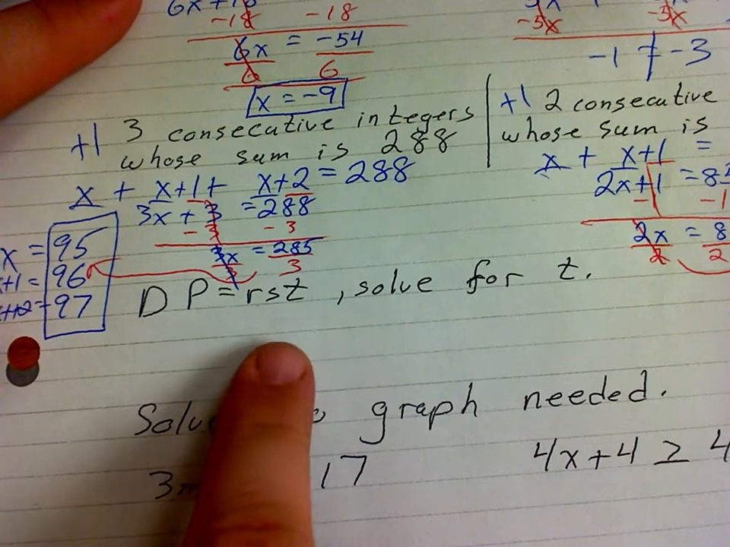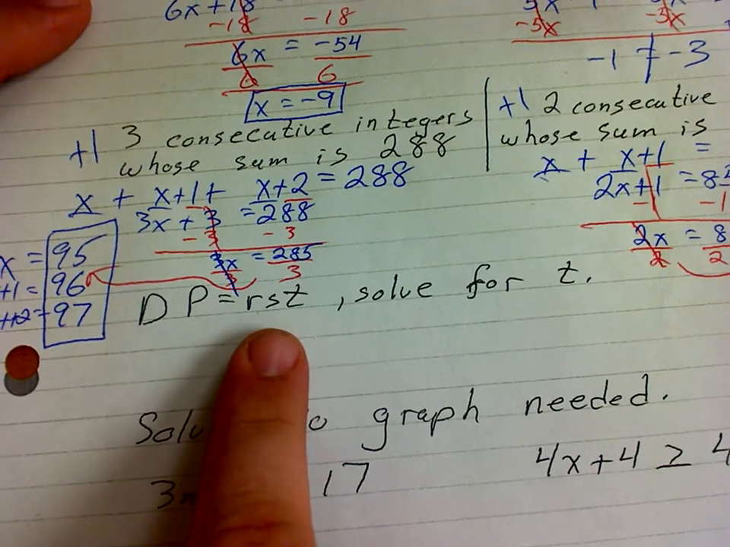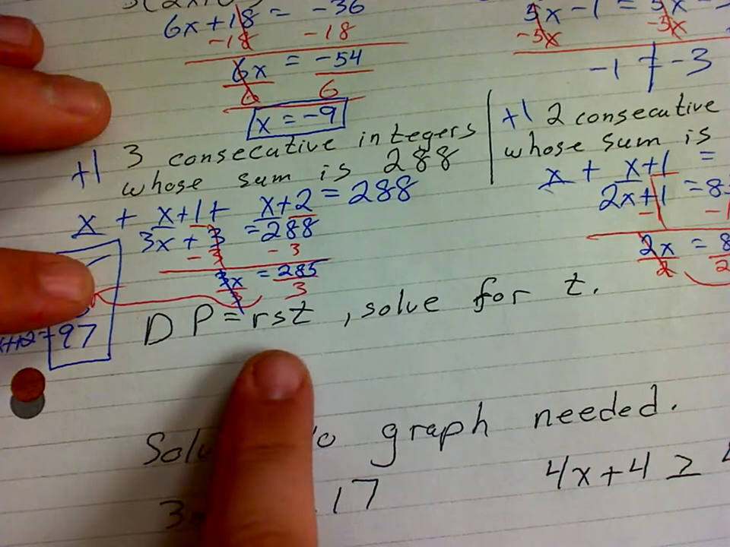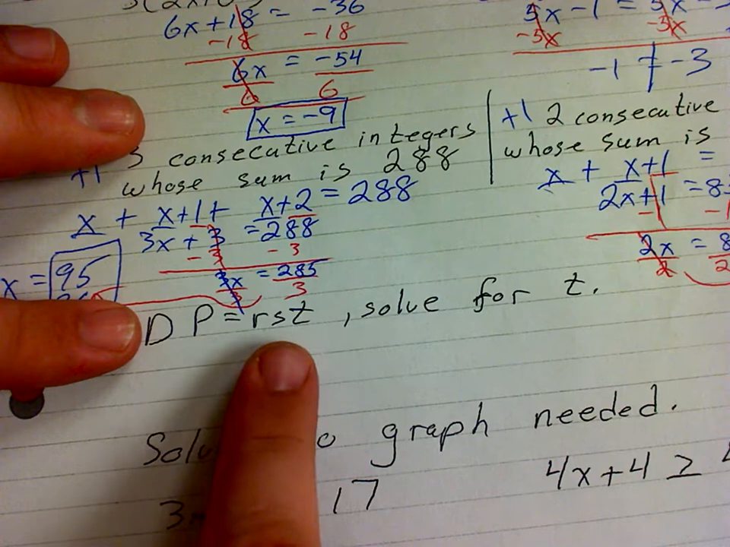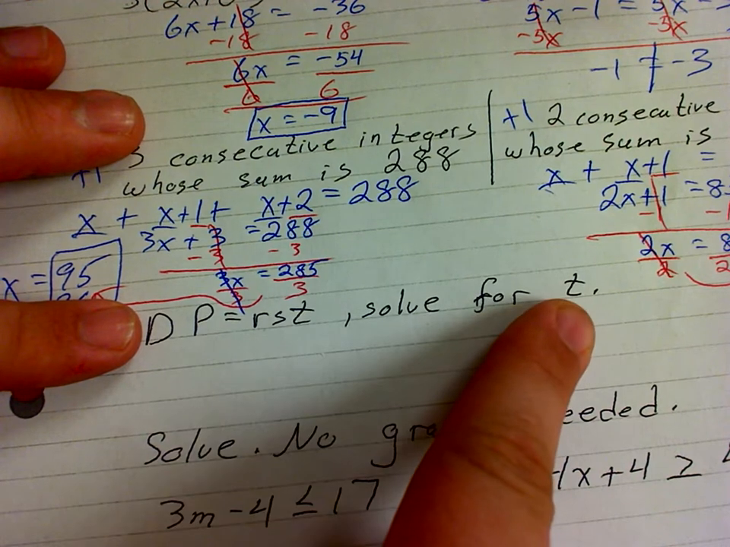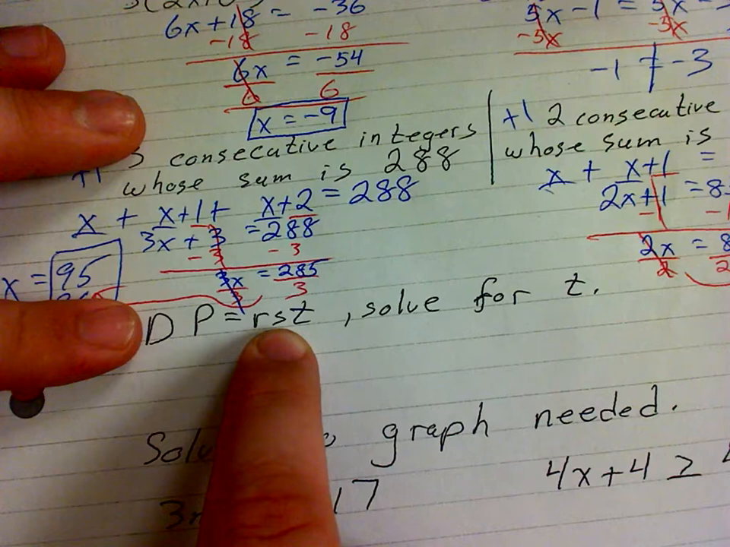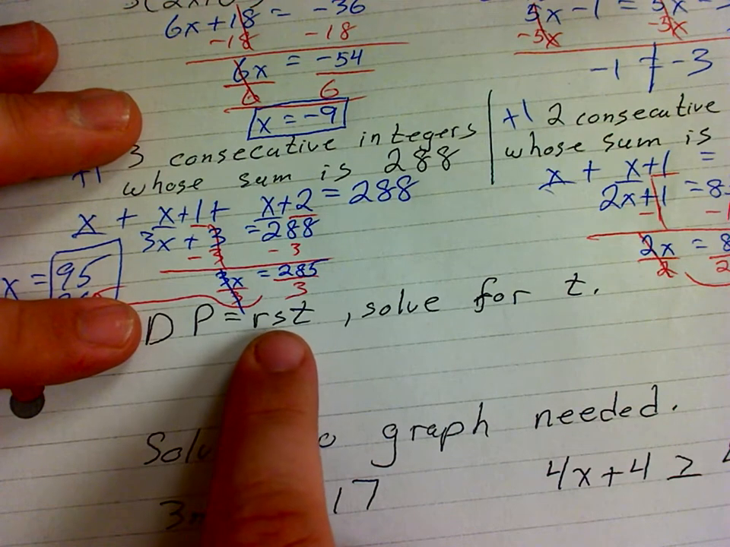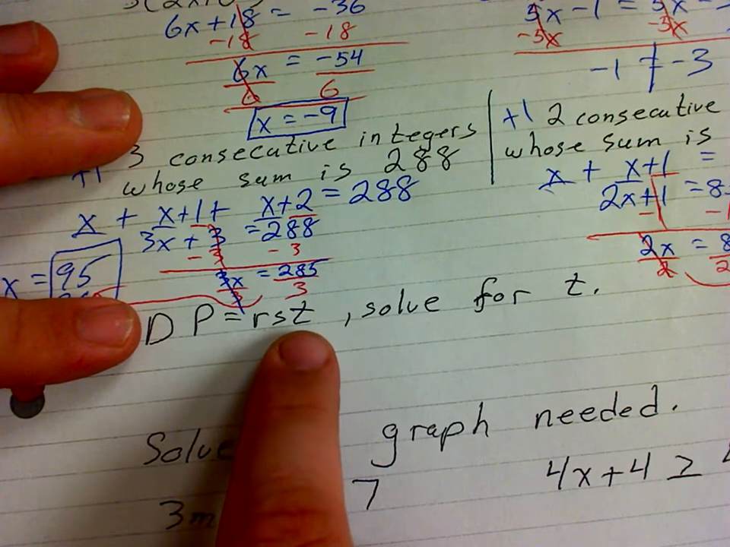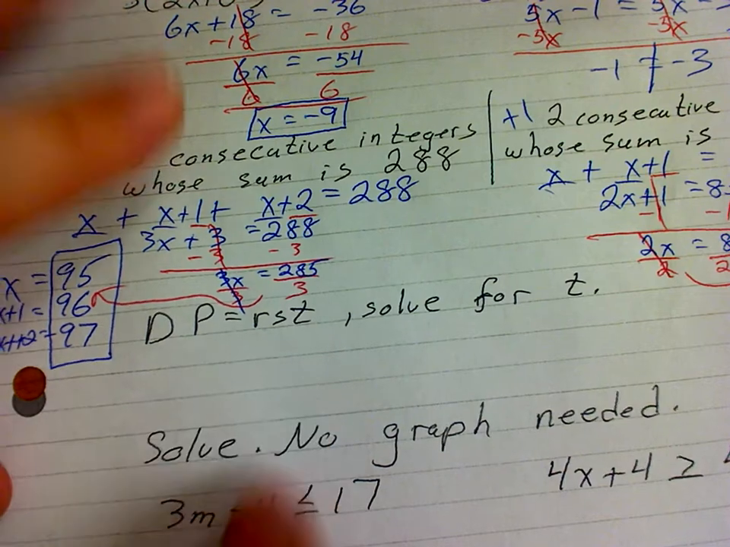Now we have d p is equal to r s t. This is definitely one of the ones that gave a lot of people fits because there are no numbers. But if we treat these variables like numbers, and treat the only variable they're wanting us to get by itself as the variable, so for instance, if instead of saying r s t, what if it said 16t? We would get rid of the times 16 by dividing by 16.